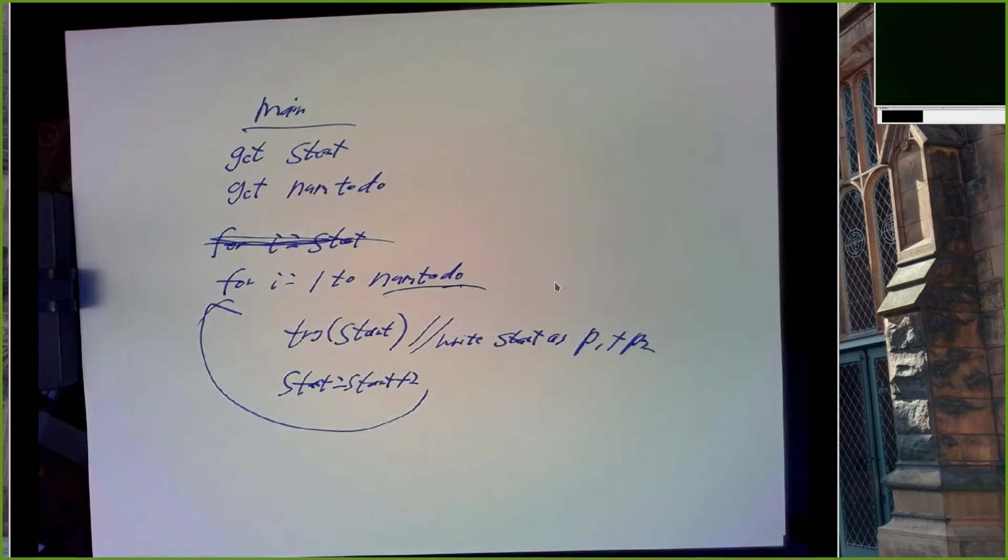Do that in a loop, a total of number of things to do times. I get laggy at this point in the afternoon. I think my computer needs a nap or something.